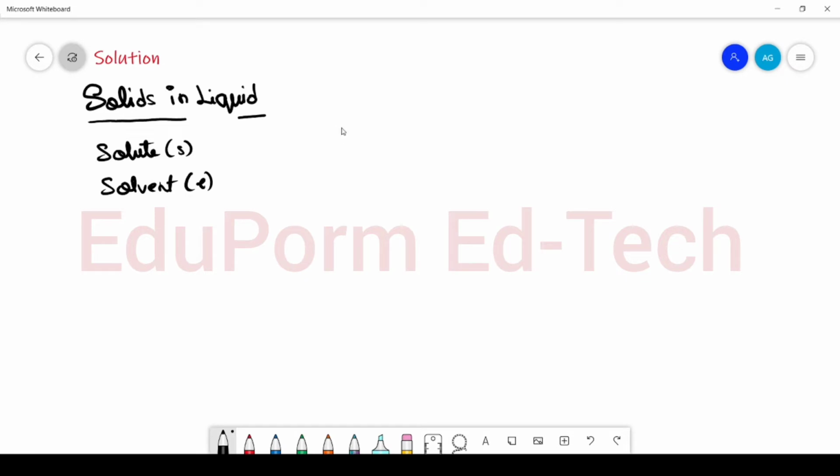So the process of addition of solid solute in a liquid solvent at constant temperature and pressure is called dissolution. Okay, so what is dissolution? It is simply the process of addition of solute in the given solvent.